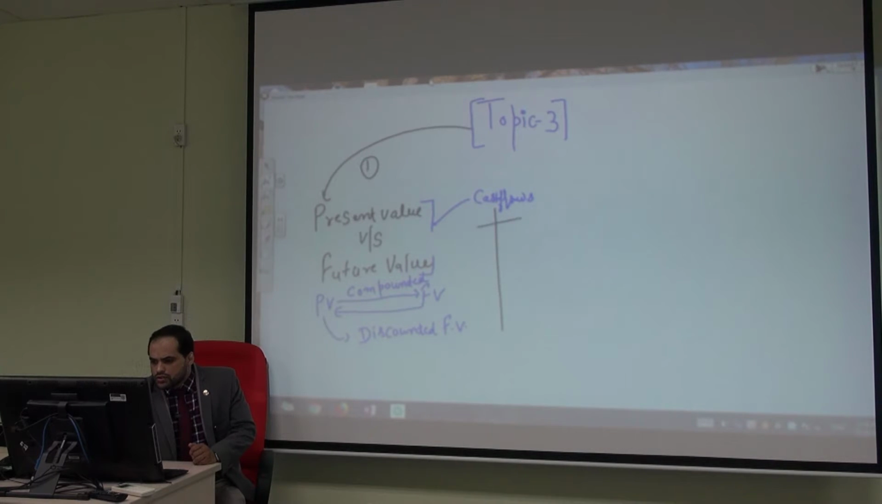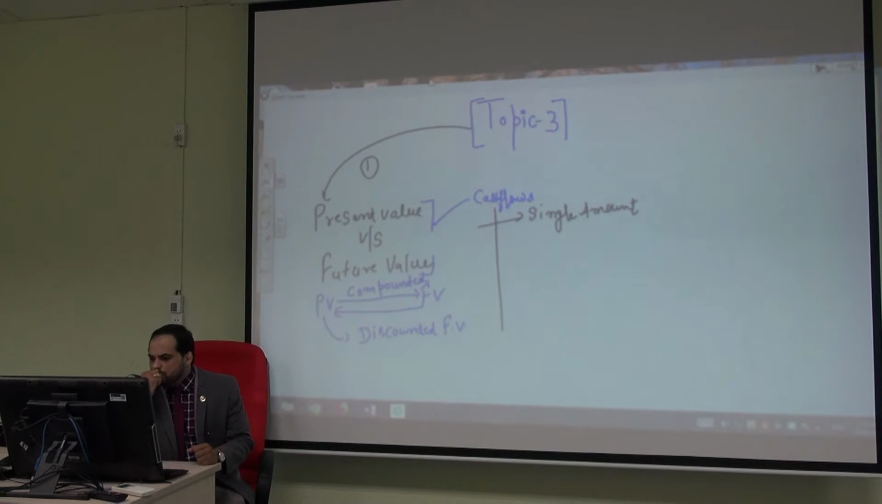The first one is a single amount. Single amount cash flow means you are investing just one amount for one particular period. Let's say you are investing $1,000 for 5 years. During these 5 years, you are not putting any other money into that investment. That's called a single amount cash flow.